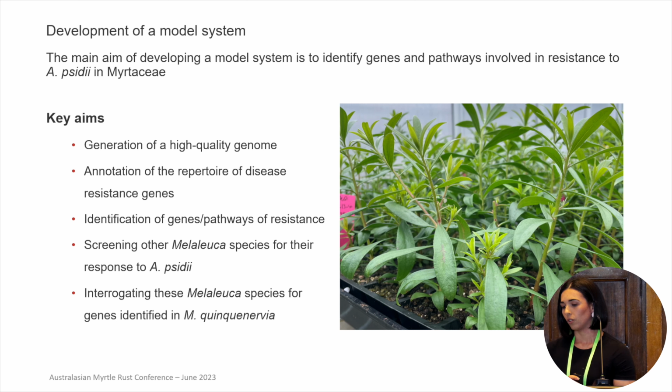So a few aims of how we're going about this. We have actually just had our manuscript provisionally accepted today for the genome, which is really exciting work. So I'll give a little background on that. We wanted to annotate the disease resistance genes within the Melaleuca quinquenervia genome, and also identify some genes and pathways of resistance. Part of my work was also to see if we can extend some of these ideas into other Melaleuca species as well.